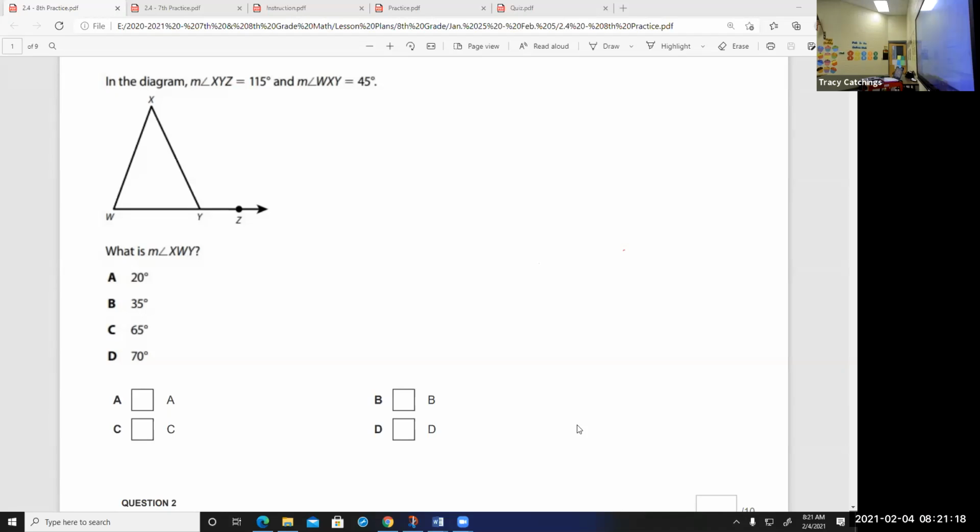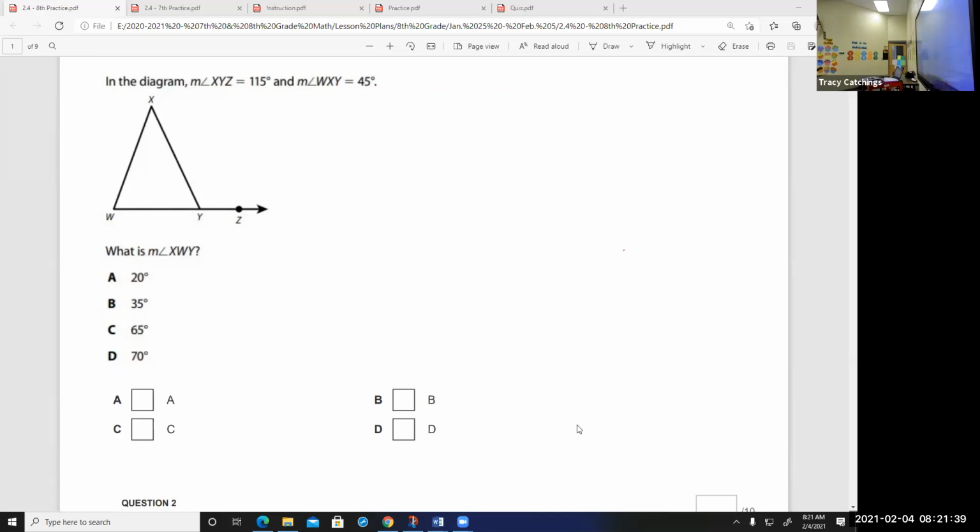In the diagram, the measure of angle XYZ equals 115 degrees and the measure of angle WXY equals 45. What is the measure of angle XWY? Thank you, ma'am. I'm about to say, y'all waiting on me.